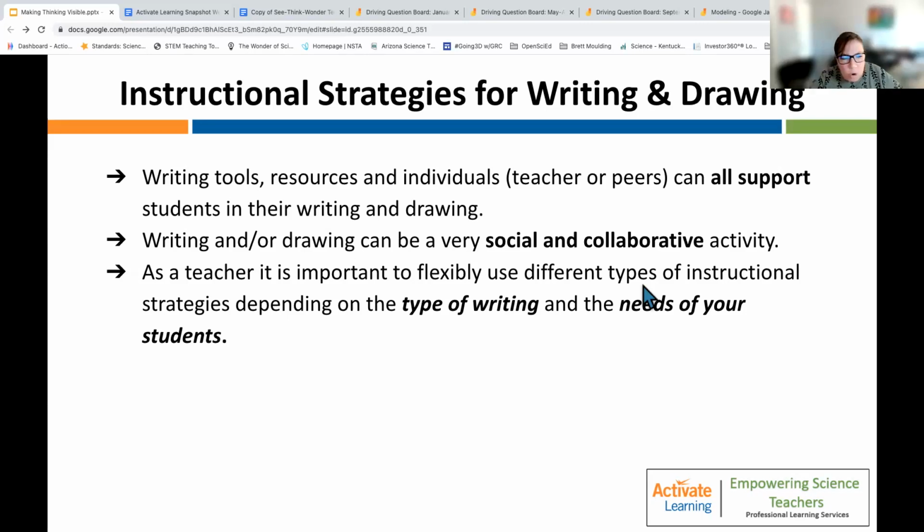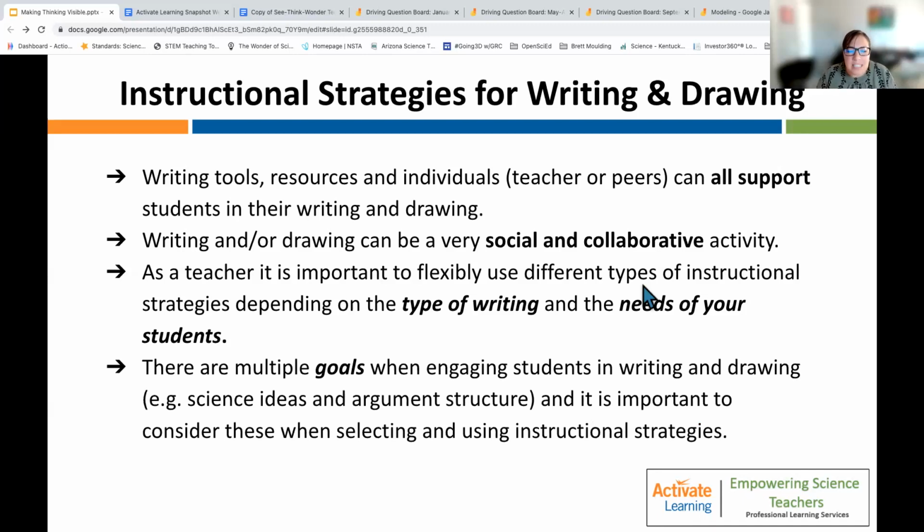And of course, we have to be super flexible about the different types of strategies. What type of writing? What are the needs of the kids? What are those sense-making repertoires that the students bring to the table? How can we use those assets in their writing? And of course, what is the goal, right? I might have a goal for modeling versus constructing an explanation versus arguing from evidence. And I have to be intentional and build structures so that the students are empowered and can perform to my expectation. So it is up to us to build these structures.